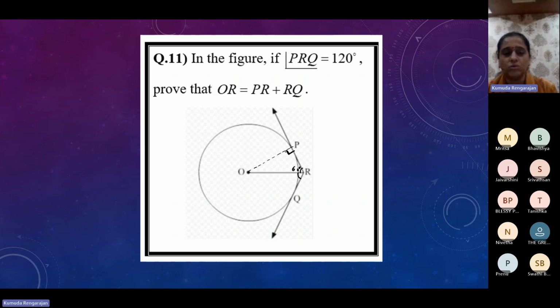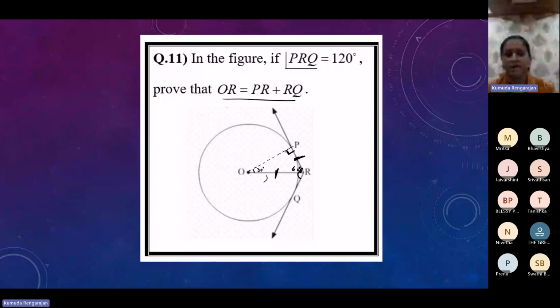Now look at the result here. OR, PR, RQ. This is OR, this one is PR, and RQ is here. Okay, leave that. RQ is not a part of the triangle we have taken. So leave that. Now OR and PR. You'll have to connect 60 degrees or 30 degrees. Now we'll take 60 degrees. You'll have to connect 60 degrees with OR and PR.